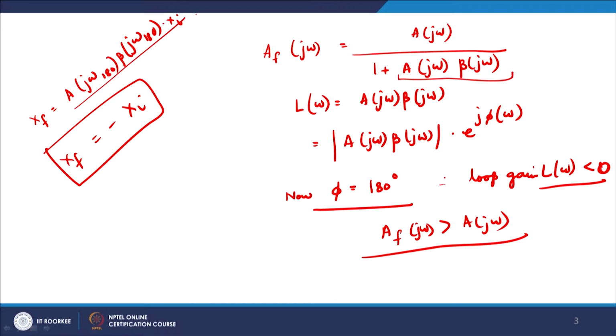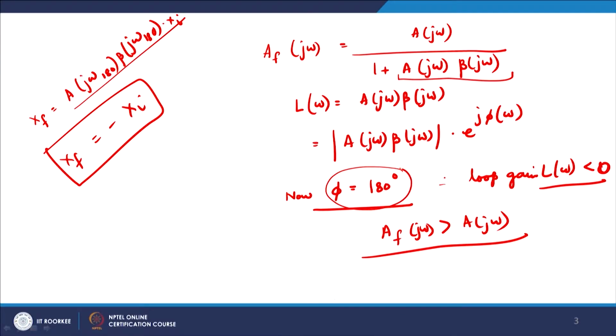Here A and beta are the feed forward gain and the feedback factor at omega where the phase equals 180 degrees. So, what I am trying to tell you is that when the phase angle is equal to 180 degrees, your negative feedback actually converts into a positive feedback. So, till 180 you will have a negative feedback and your system will be relatively stable.